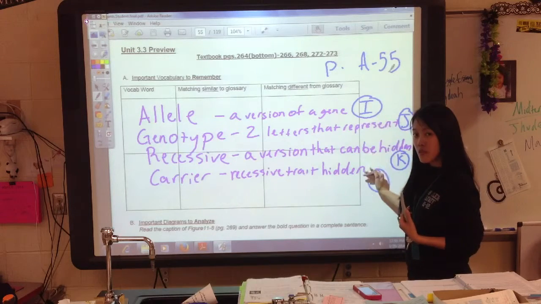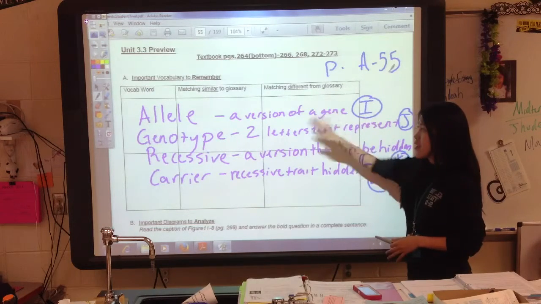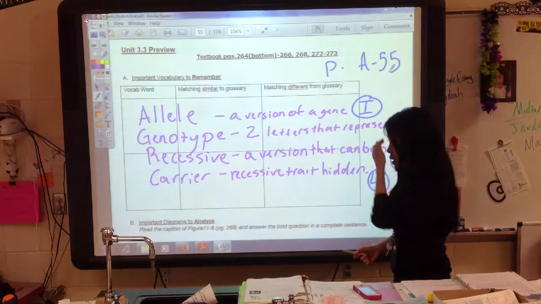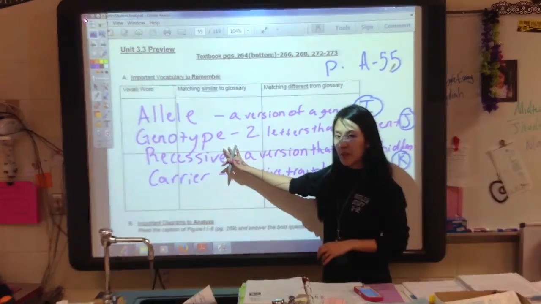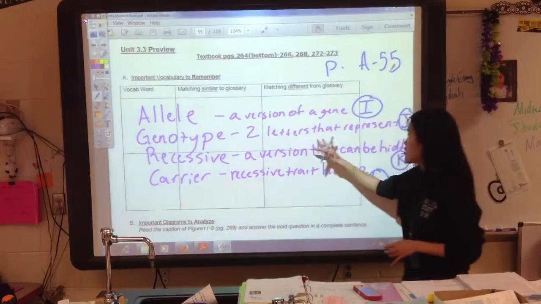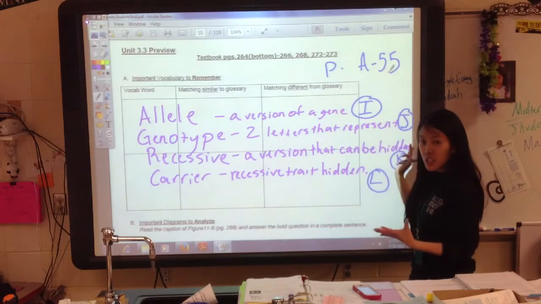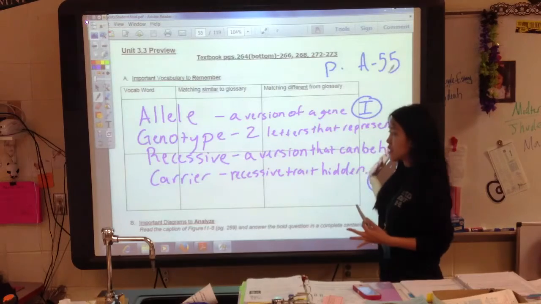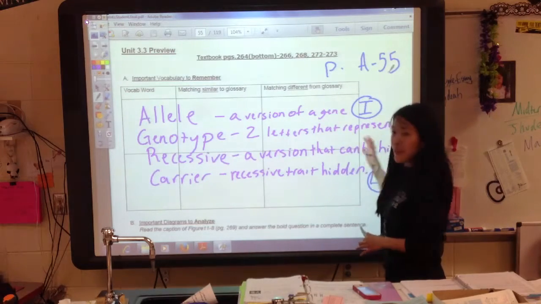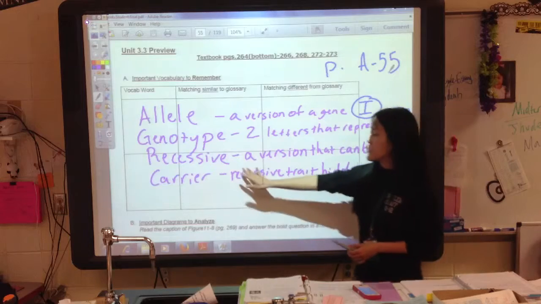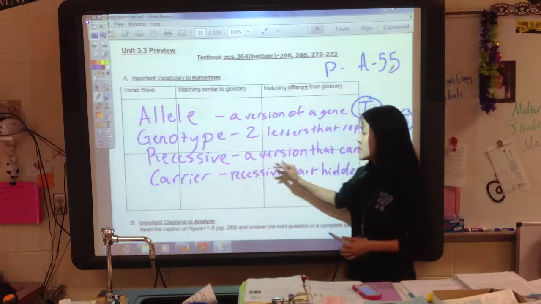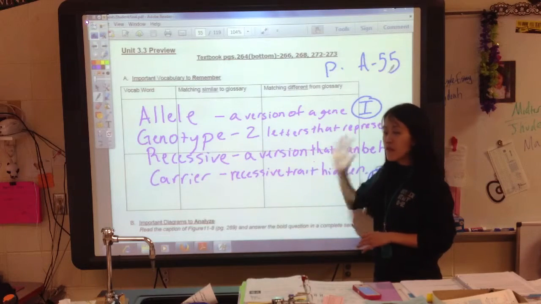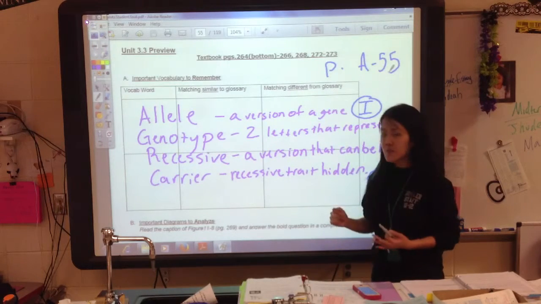If your letters are a little off, please make sure that you double check that this was the definition that you're labeling on your pink vocab sheet. The second vocab word was genotype, and a genotype is 2 letters that represent a gene, or the traits that a person has. Obviously, you can see here, I didn't write down the whole definition, but this is the first part of that definition. The third vocabulary word is recessive, and this means that this is a version, or an allele actually, that can be covered up by the dominant allele.